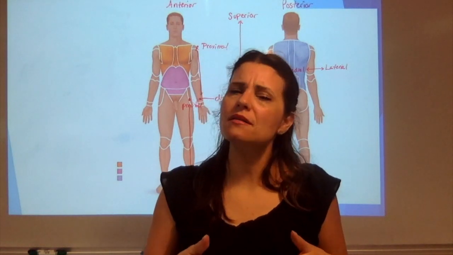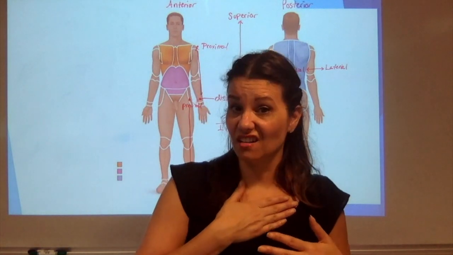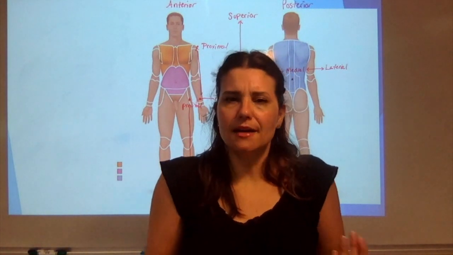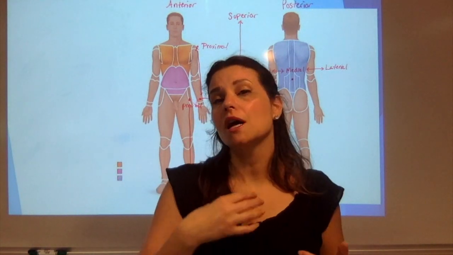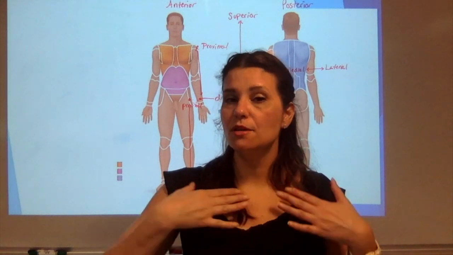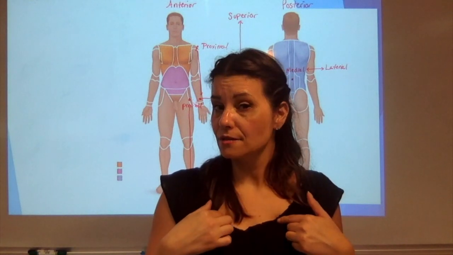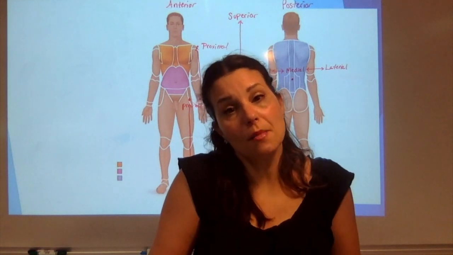Okay? So anything that's superficial is anything closer to the surface, sort of like our skin is the most superficial. And anything deep, this is where we're going into our body. So our guts, basically, right? So our heart would be considered deep to our ribs, and our skin would be considered superficial to your muscles.